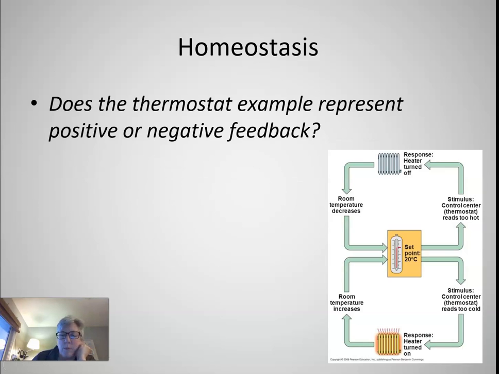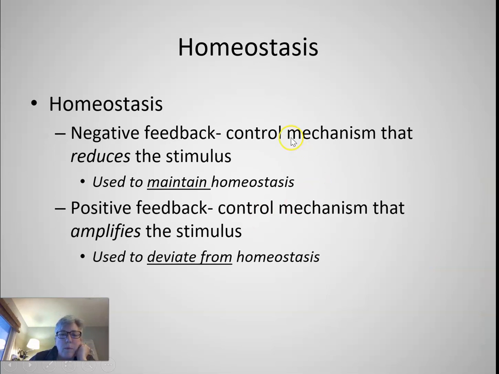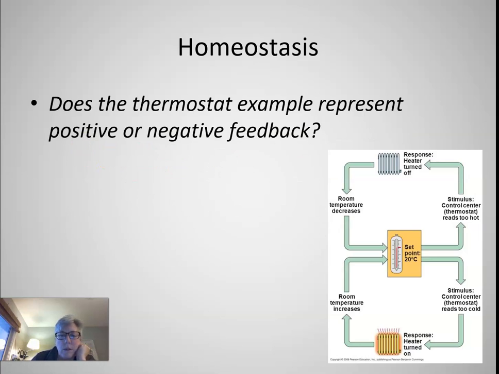So in our thermostat example, here's our room. It's set to 20. If it feels too cold, the stimulus is that it's too cold, and the heater turns on. So in this case, the response is acting against the stimulus to maintain the temperature. In this case, the room is too hot, and the heater turns off. So again, the response is acting against the stimulus. So in both of those cases, that is an example of negative feedback. All right, remember, negative feedback reduces the stimulus to maintain homeostasis.